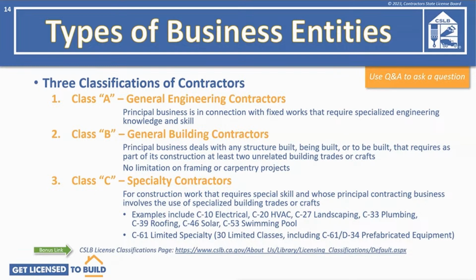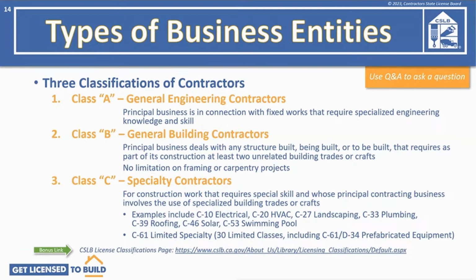The final class is C, or specialty contractors. These licenses are for construction work that requires special skill and whose principal contracting business involves the use of specialized building trades or crafts. Examples from the class include C10 electrical contractors, C20 HVAC contractors, C27 landscaping contractors, C36 plumbing contractors, C39 roofing contractors, C46 solar contractors, and C53 swimming pool contractors, just to name a few.